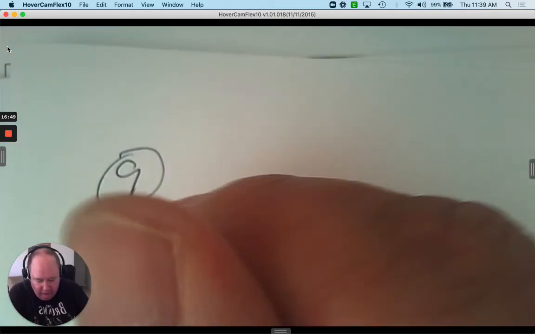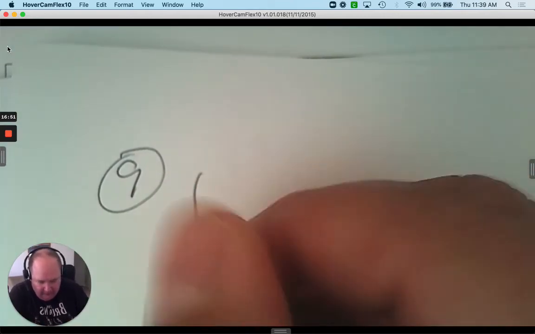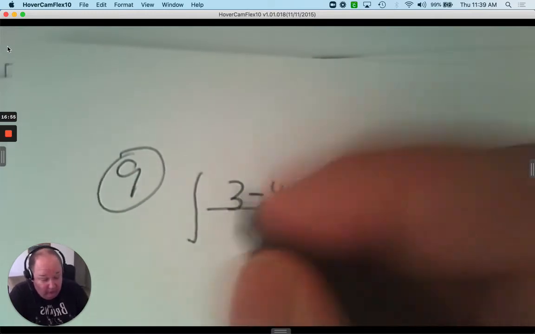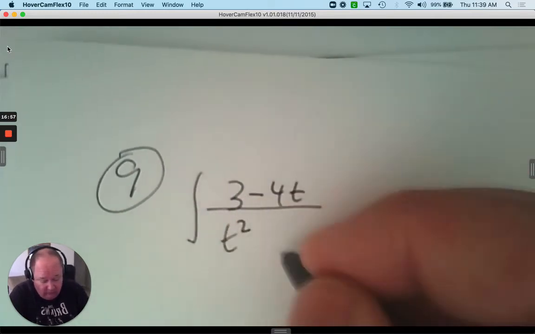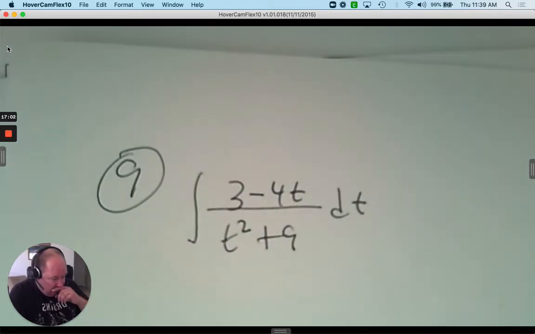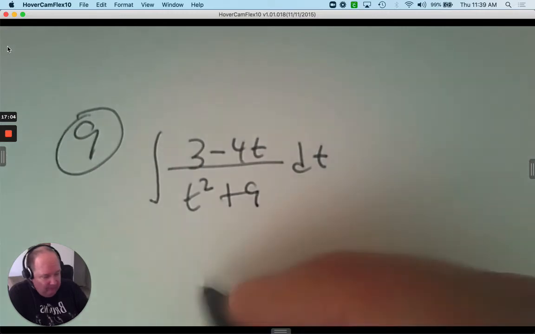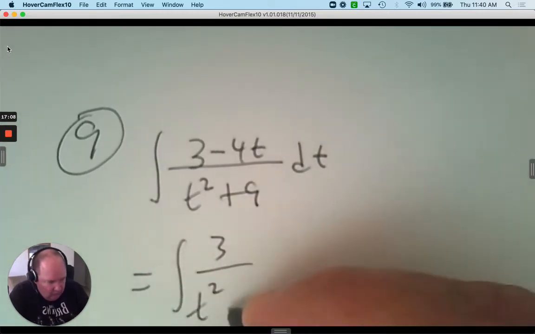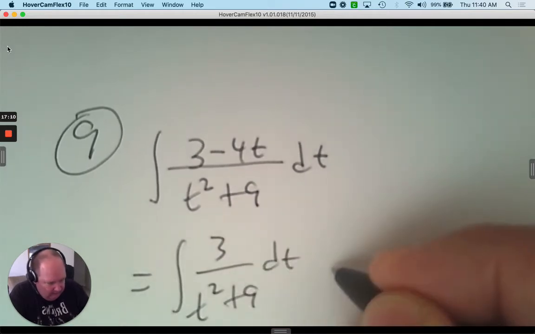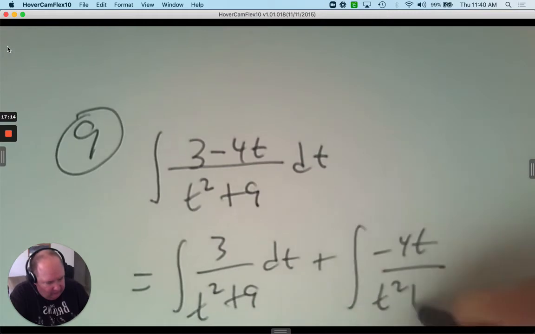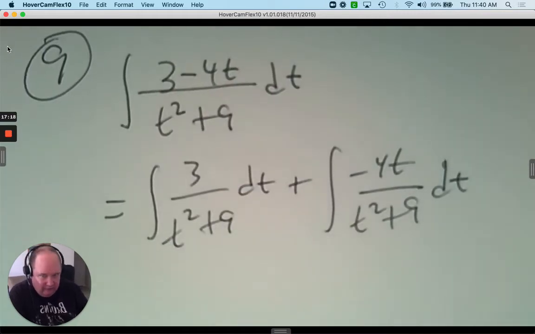Always best to do it first and then press play. I'm not trying to go slow on the video. I'm trying to show you, and you can always rewind if I go too fast. For this one, they say, hey, split this into 2 fractions. So 3 over t squared plus 9, negative 4t over t squared plus 9. So separate it into 2 fractions and then look at each one separately.